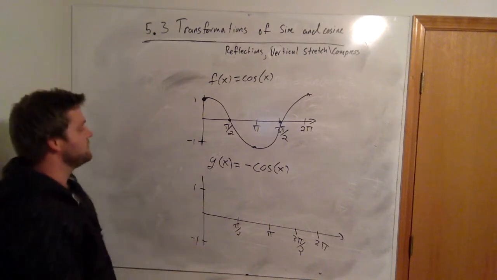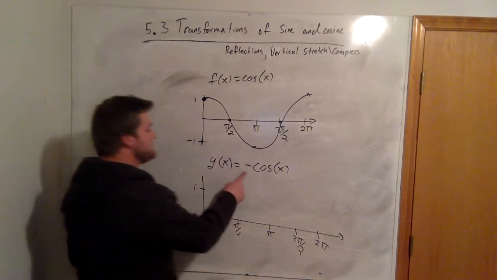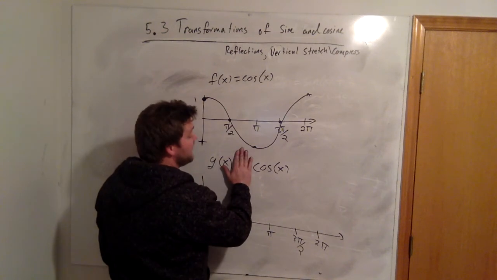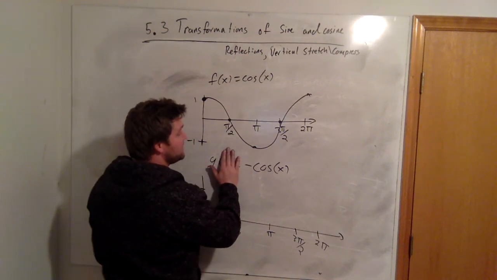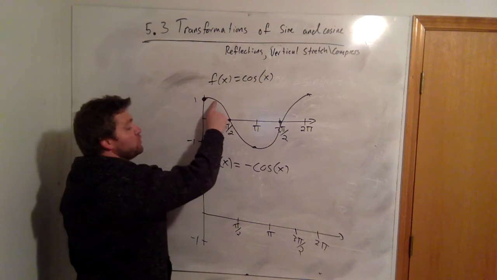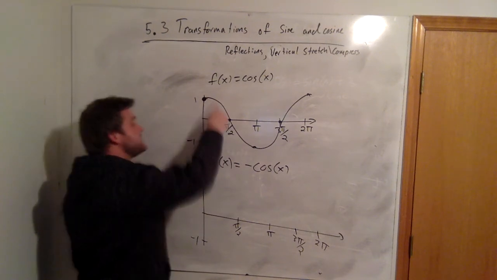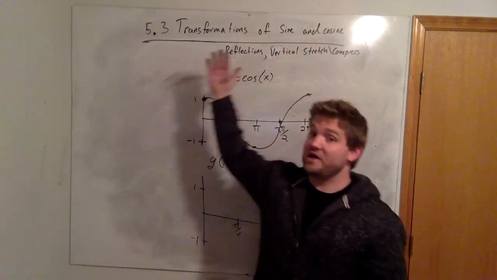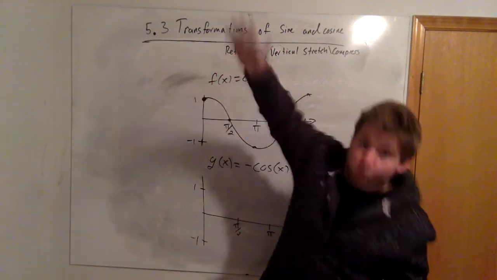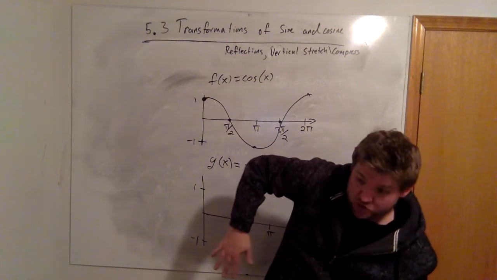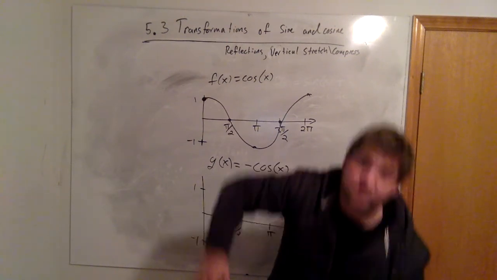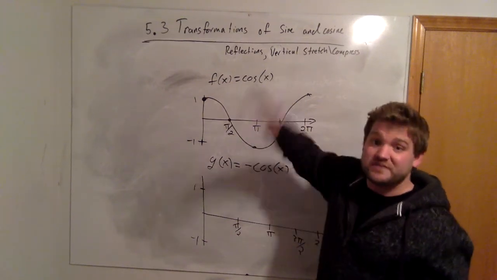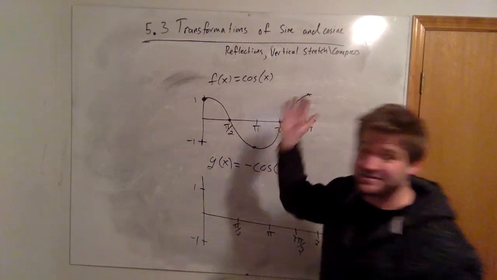Well, what's going to happen? Well, what we're going to be doing when I throw a negative on the outside of the function, I'm going to take my normal cosine outputs, and then I'm going to multiply them by a negative. So it's going to reflect it over the x-axis. I have these positive values, I'm making them negative. Or if they were negative, I multiply by a negative, that's going to make them positive. So when I put a negative on the outside of a function, that's going to reflect it over the x-axis.